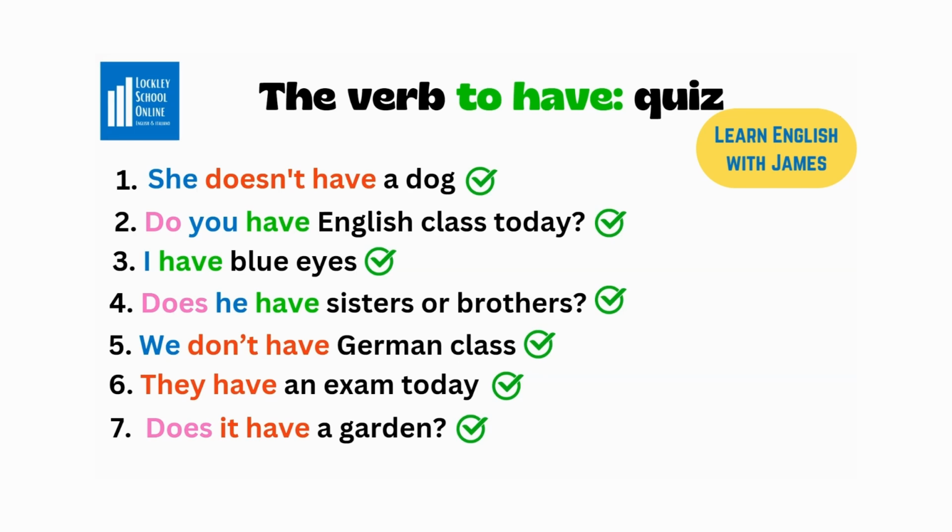Okay, number 1, she doesn't have a dog. Number 2, do you have English class today? Number 3, I have blue eyes. Number 4, does he have sisters or brothers? Number 5, we don't have German class. Number 6, they have an exam today. And number 7, does it have a garden?